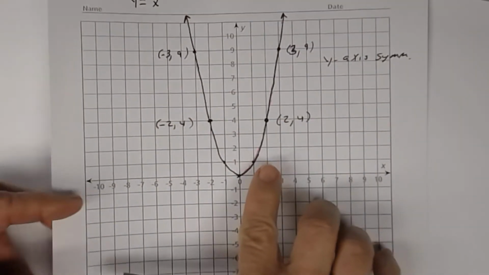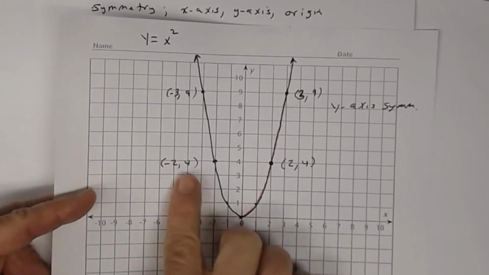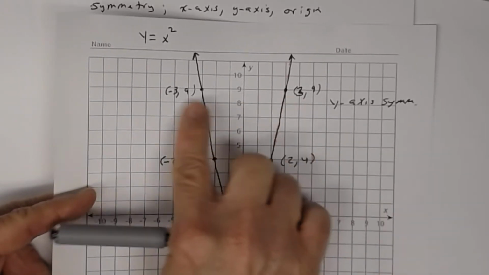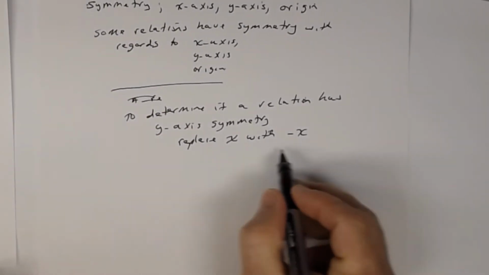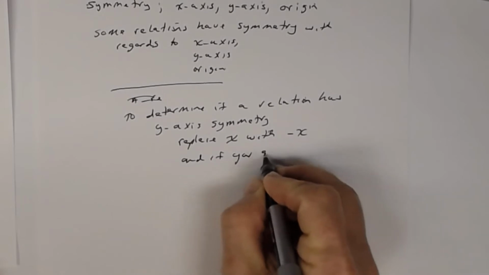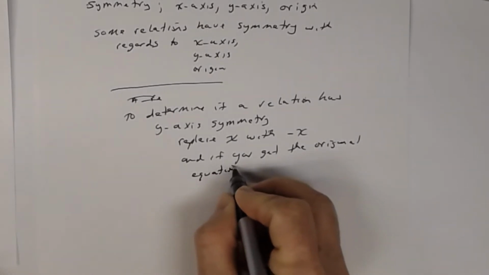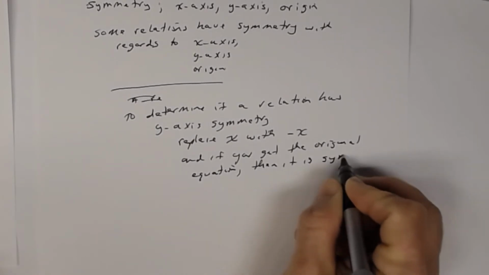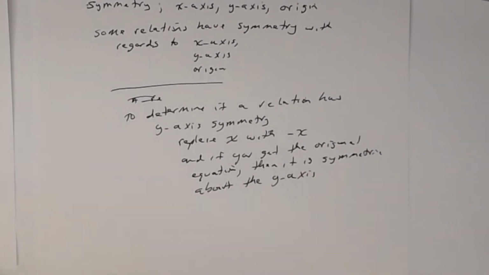Makes sense because, when you're trying to determine what to do, think of x squared. y equals x squared is symmetric about the y-axis: +2, -2, +3, -3. So replace x with -x. And if you get the original equation, then it is symmetric about the y-axis. All right, so to determine if a relation has y-axis symmetry, you replace x with negative x, and if you get the original equation, then it is symmetric about the y-axis.